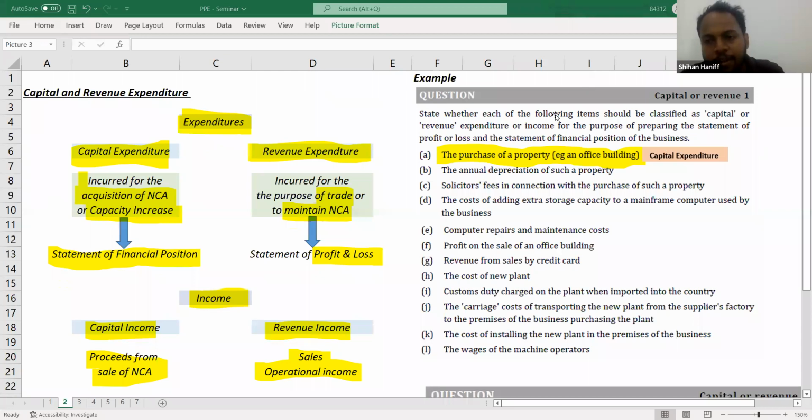So the first one, it's very simple, capital expenditure. The second one is annual depreciation of such property. Depreciation is revenue expenditure. Depreciation is revenue expenditure.